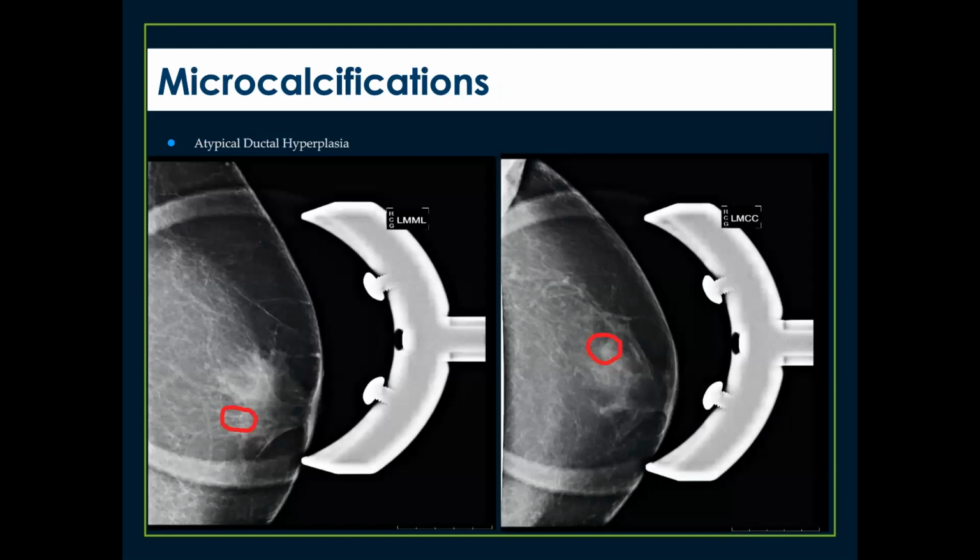So this is a patient who presented with a palpable abnormality in the left breast. We can see gynecomastia behind the nipple. And then there's also some subtle calcification that is within these red circles here. And the calcification is hard to see, but it's fine, it's linear, it's branching, and it's suspicious for malignancy. And so this went on to be biopsied with stereotactic guidance, and the pathology results demonstrated atypical ductal hyperplasia.